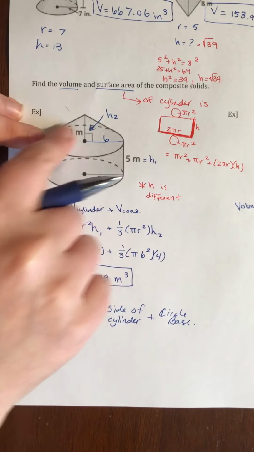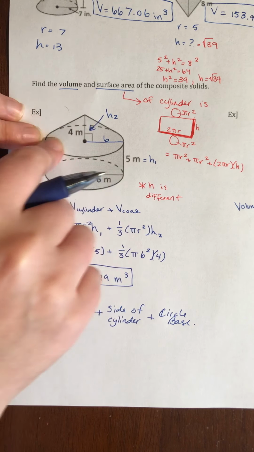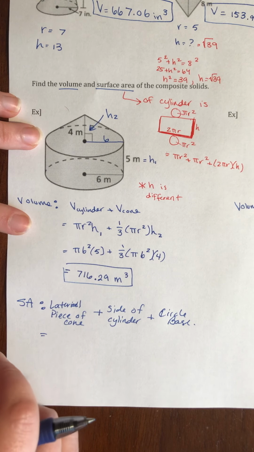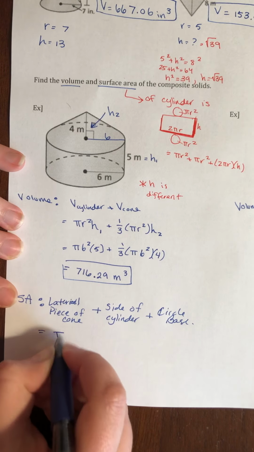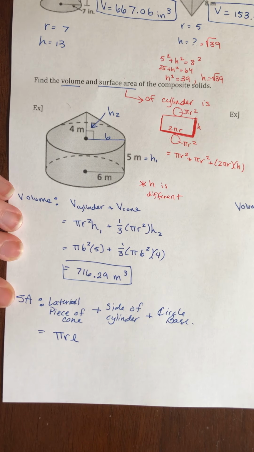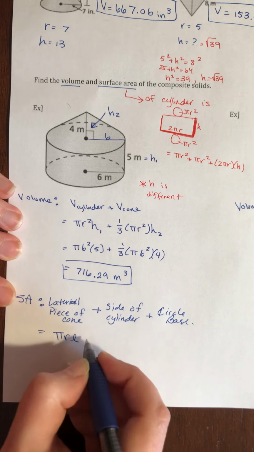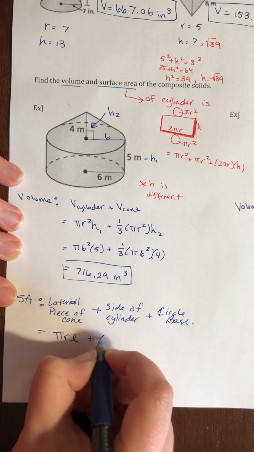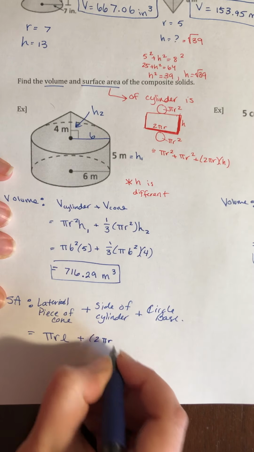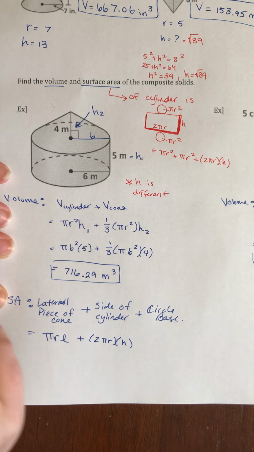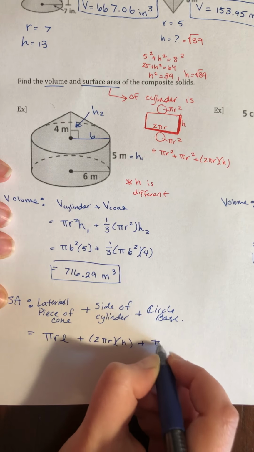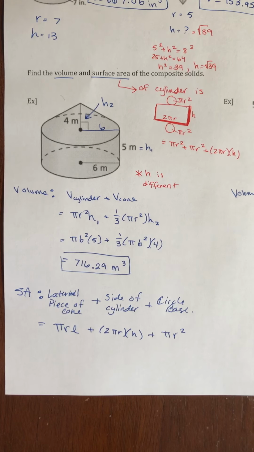So that lateral piece, so just the part that's sticking up, if you look at your formula from the front, the surface area is pi r squared plus pi rl. That pi rl is what we're looking for. The side of the cylinder, that's this rectangle here, 2 pi r times the height of the cylinder. And the circle base is pi r squared.